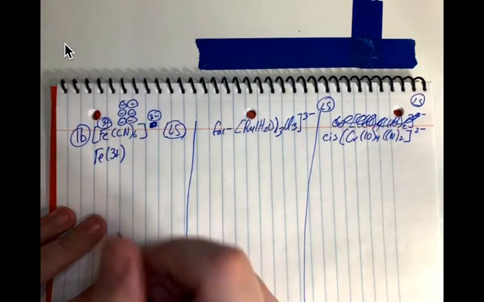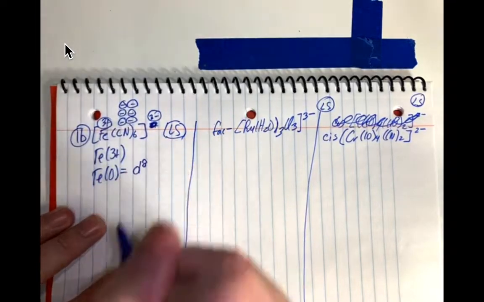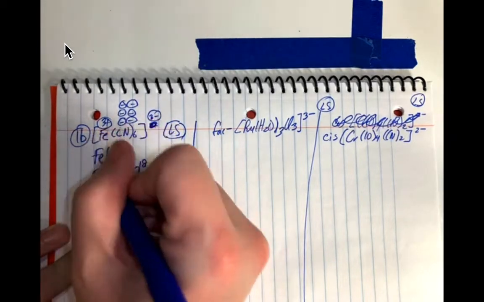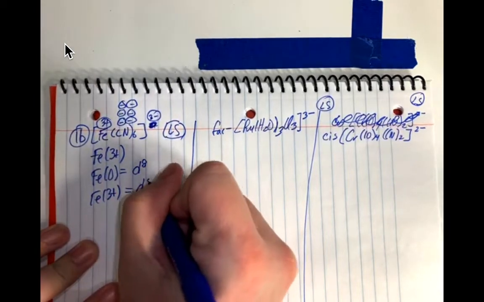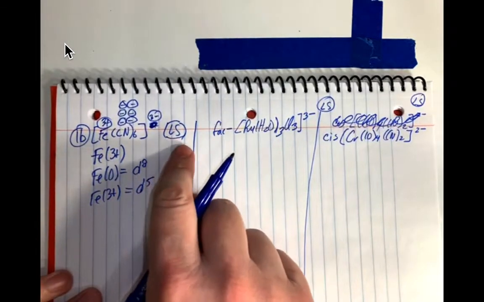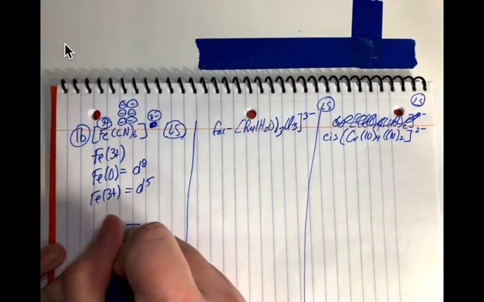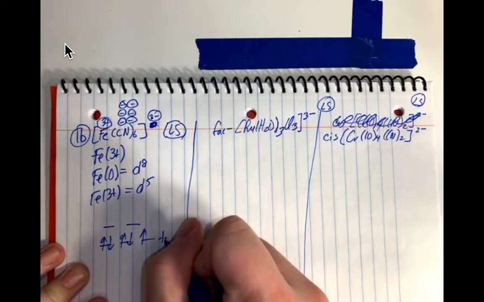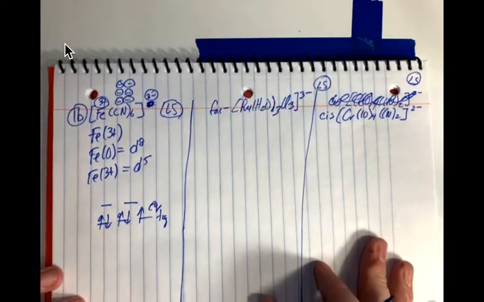Well, iron 3+. Iron 0 is a D8 electron configuration. Therefore, iron 3+ is a D5. But in this case, it's low spin D5. So what does that look like? 1, 2, 3, 4, 5. All of them in the T2G set, low spin D5.